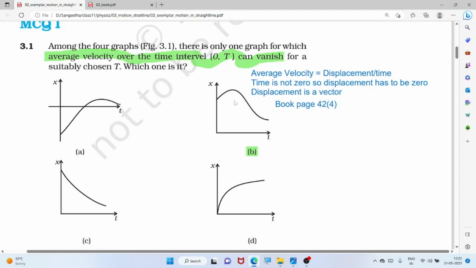In this figure only it is there, but in all the others, starting here and going like this, we are not coming to the same point again. So only in this curve we are starting here and coming back to the same point. This direction vector and this will cancel, so displacement will be 0.